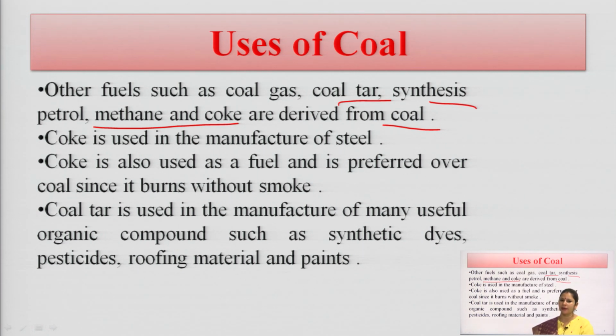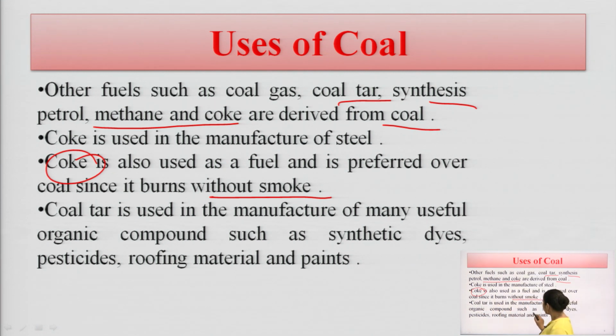The reason behind it is that when we use coal, it produces smoke, but when we use coke, it does not produce smoke. That is the reason we use the derivatives of coal. Here you see coke is used as a fuel and it is preferred over coal since it burns without smoke. We use coke instead of coal because it does not produce smoke.